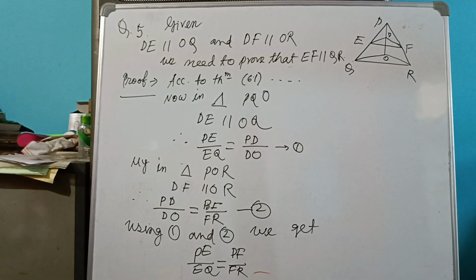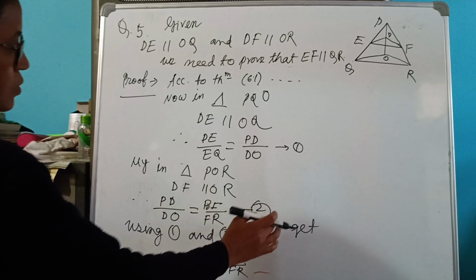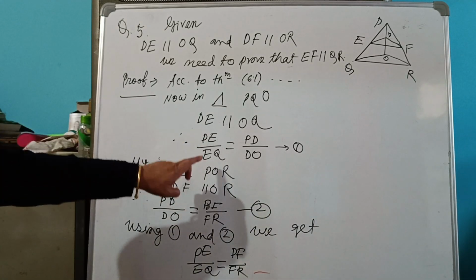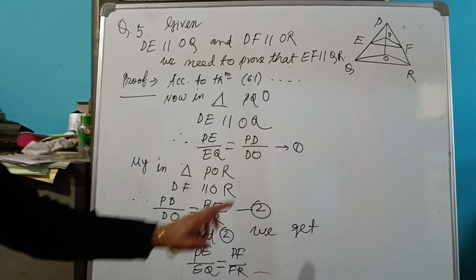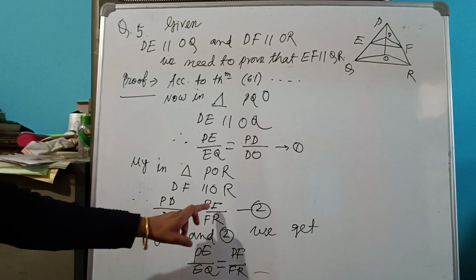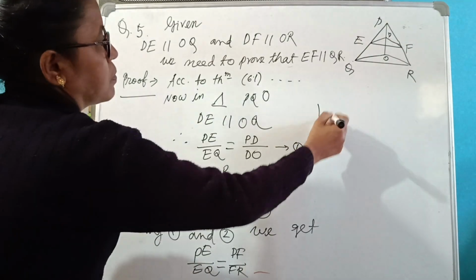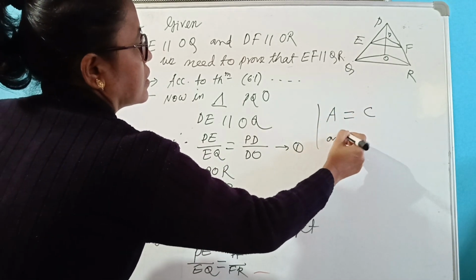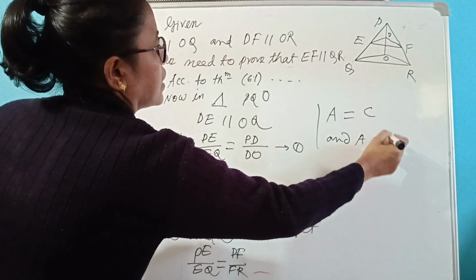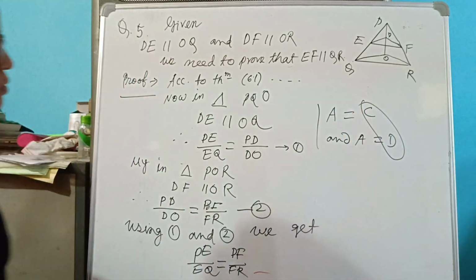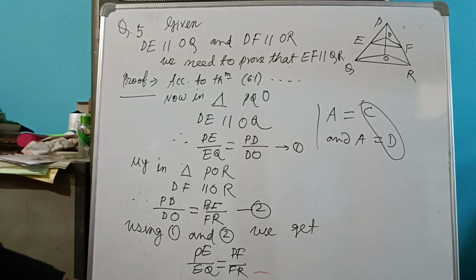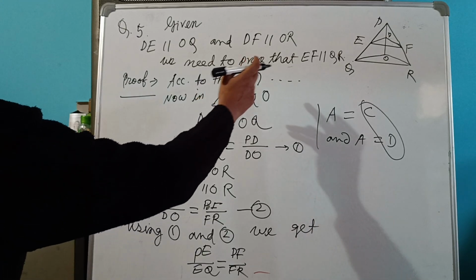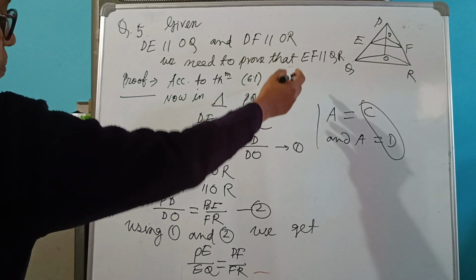Understand clearly? So using 1 and 2, what do we find? PE by EQ is equal to PD by DO and PD by DO is equal to PF by FR. If A is equal to C and A is equal to D, then C and D must be equal. So using these two conditions, what do we find? Our proof is finished.